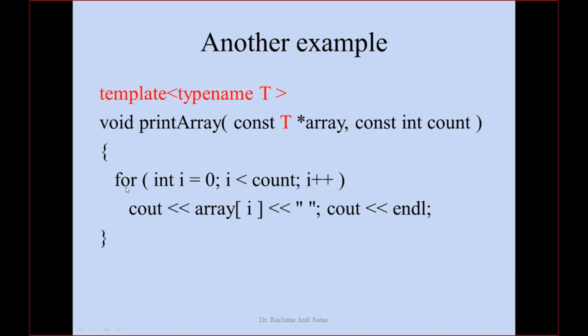Inside this function, I have a for loop which displays the contents of the array up to this count. Count is the length of the array. Suppose I have 10 elements in the array. This loop will execute from 0 to 9, 10 times. I am displaying the contents of the array as array[i]. So even if this array is a float array or an integer array, it will display its contents.